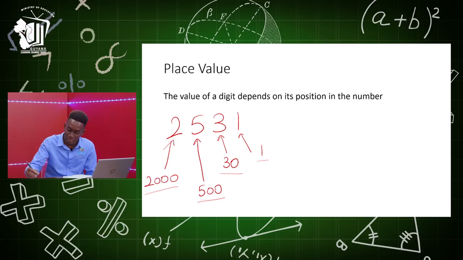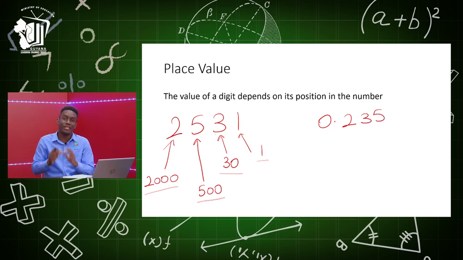So let's look at another example. Let's say we have the number 0.235 and we want to identify the place value of each digit in this decimal. So the value of the 2, now we see the 2 is after the decimal point, we're into the decimal part of the number. So the value of the 2 would be tenths, which would be 2 over 10.